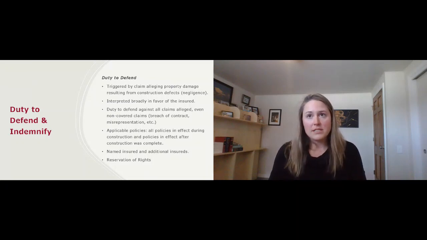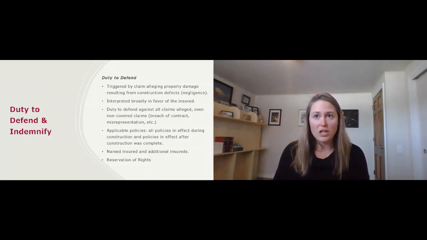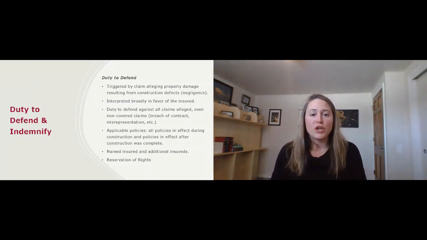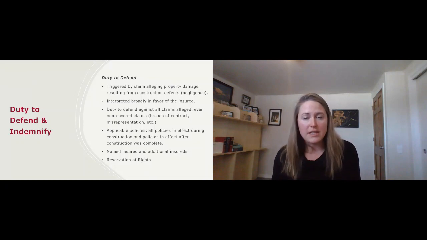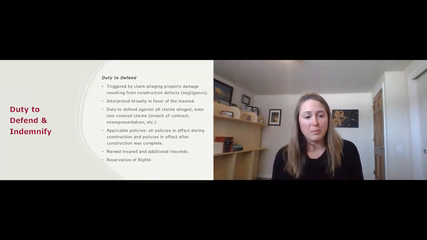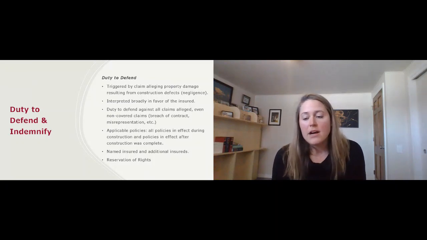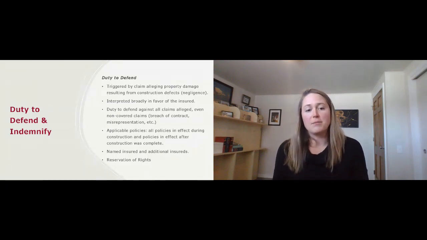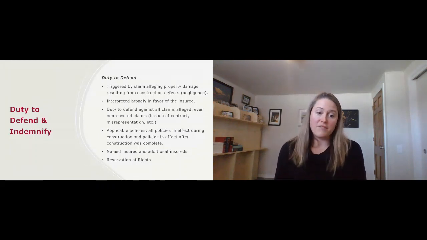Applicable policies, this is a point here because, as I said earlier, sometimes you're going to have multiple policies since typically they are only a year long. So you're going to want to look at all policies that were in effect during the construction and after the construction was complete, if that applies. Sometimes we're dealing with situations where there's five different policies that are on the hook for the defense and potentially indemnity for the judgment.